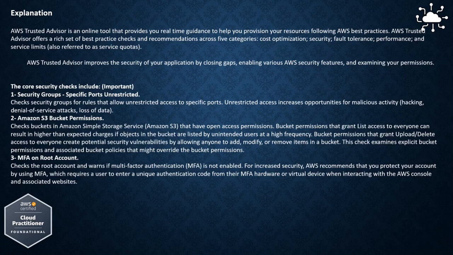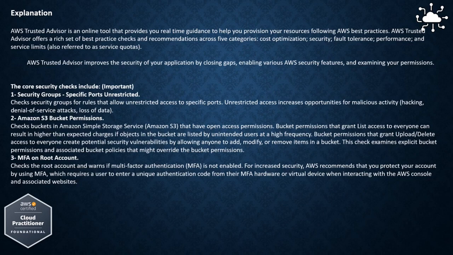The core security checks include: Important 1. Security groups, specific ports unrestricted. Checks security groups for rules that allow unrestricted access to specific ports. Unrestricted access increases opportunities for malicious activity, hacking, denial of service attacks, loss of data.